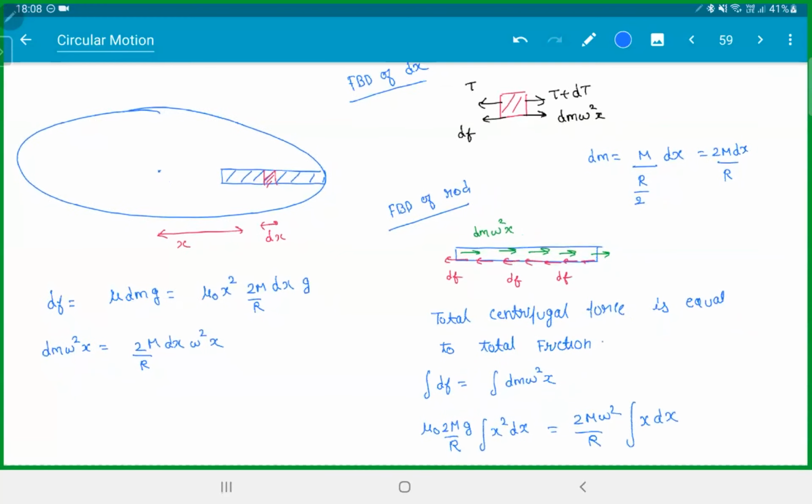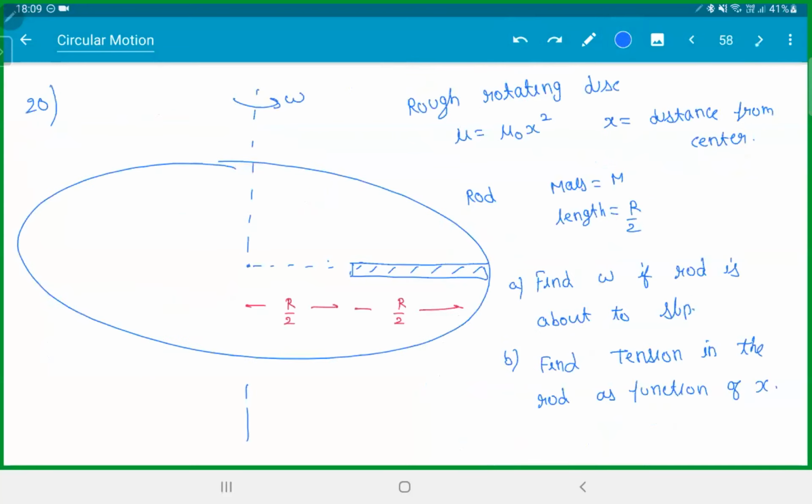And x values will go from r by 2 to r, on both sides. Please check this. I'll show it on the next page. There are two different FBDs here. This will give you the tension, I'll show you that later on. But first we are doing the first part: find omega so that the rod is about to slip.